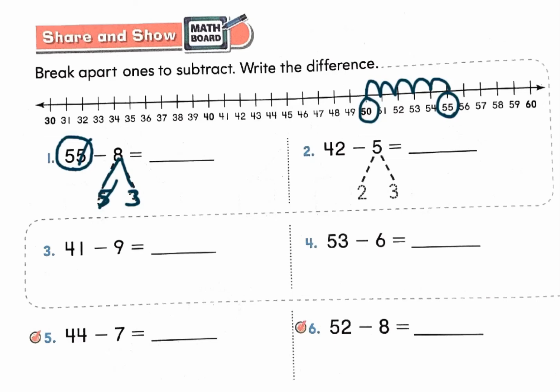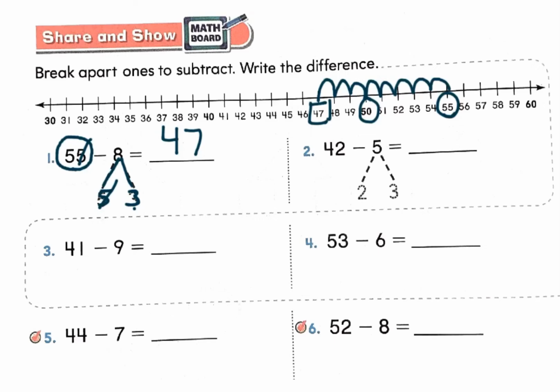Now, what part do we have left over? 3, right? Now we're going to subtract 3. Count backwards. 1, 2, 3. 47. So 55 minus 8 is 47. Good.